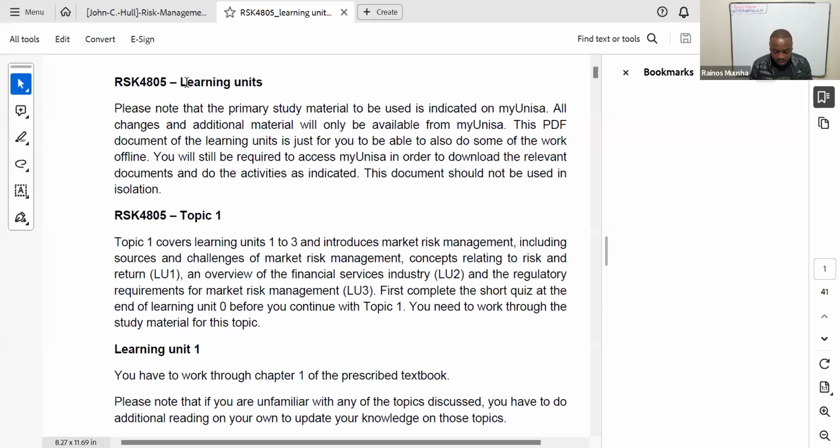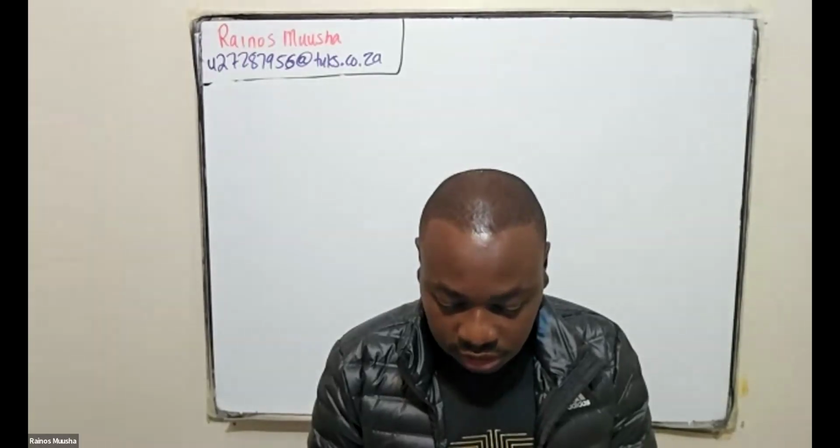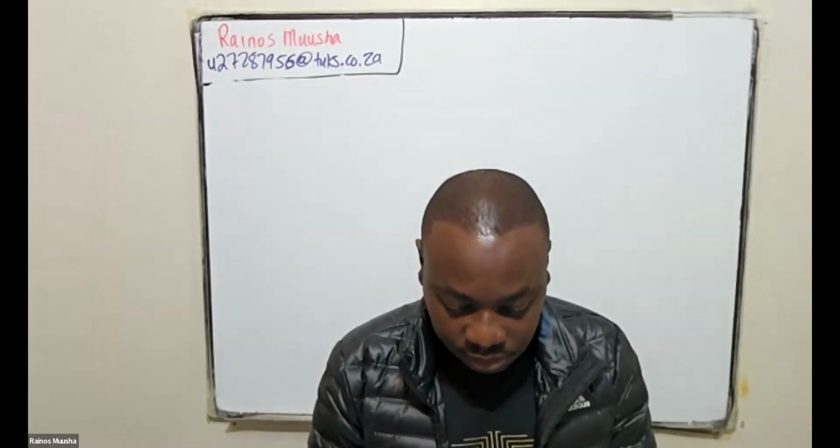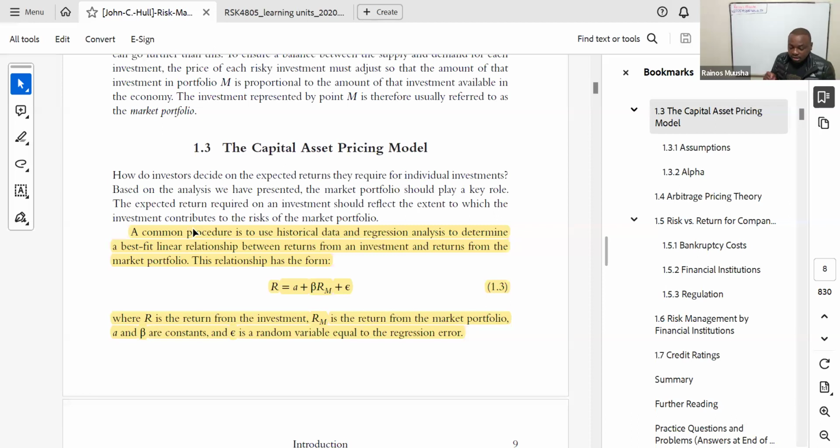Now, when you look at the material that is supposed to be covered for Learning Unit 1, which is Chapter 1 of the prescribed textbook, you also see that in the previous class that we just had, which was the previous weekend, we managed to cover sections 1.1 and 1.2 of the textbook.